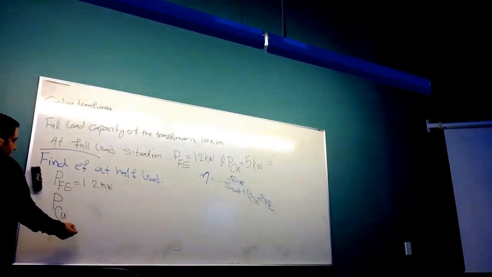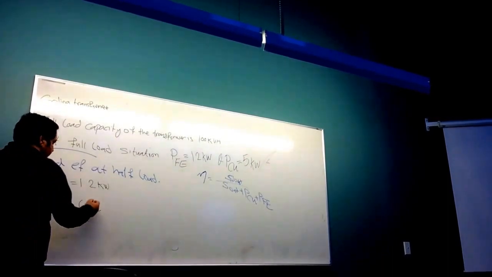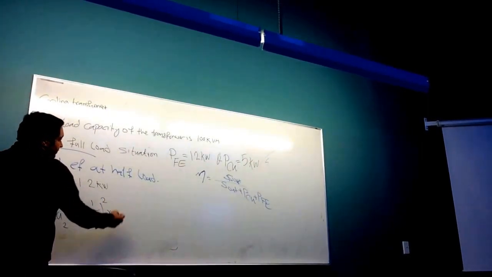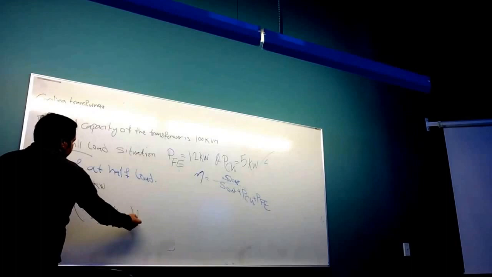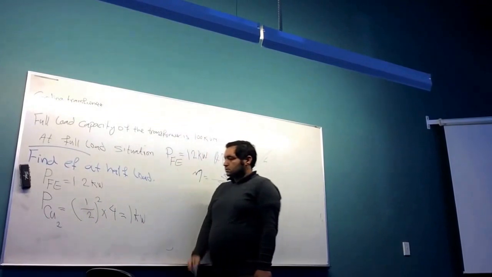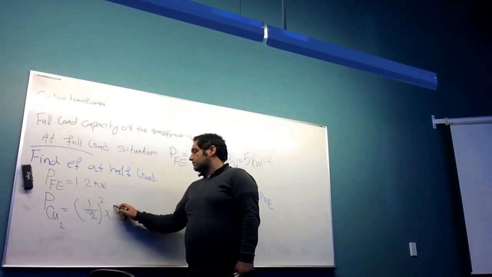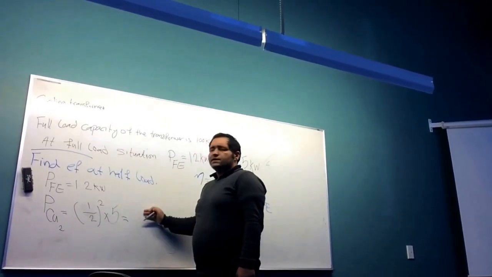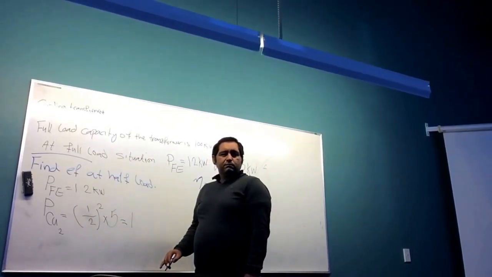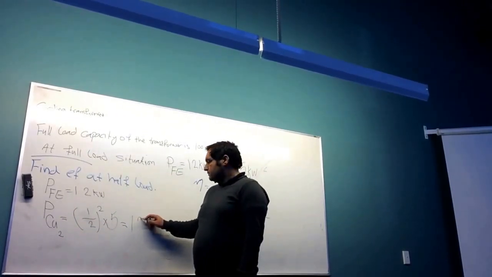P_Cu at half load equals whatever is this portion. Now it is 1 over 2 squared, times how much? Times 5 kilowatts. Sorry, 5. Which is going to be how much? 5 over 4 is going to be 1.25, yes.